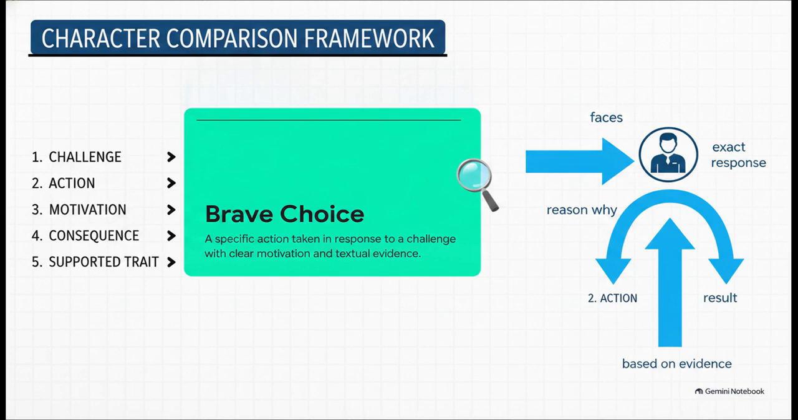All right, let's shift gears to the characters and see how this builds our source-grounded method for comparing heroes. When you're tasked with comparing characters for a multimedia report, you absolutely cannot just guess. You need a strict 5-part formula based entirely on textual evidence. Here's how it works. First, what is the specific challenge the character faces? Second, what is their exact action and response? Third, what is their motivation or the real reason why they did it? Fourth, what is the consequence of that action?